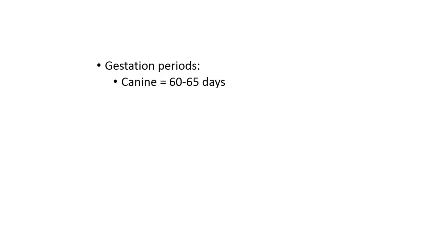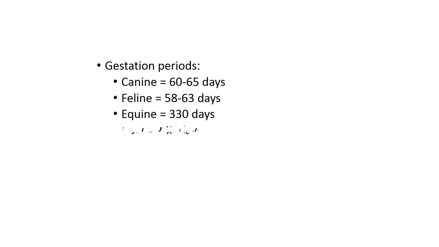Gestation periods: the dog 60 to 65 days, cat about 58 to 63 days. Now, the dog gestation period varies. Some dogs, like English bulldogs and smaller dogs, may be earlier than this. But if they go past 65 days, then something's probably wrong, and you need to start thinking about maybe cesarean sections, things like that. Equine, 330 days. Cow, 280 days. The pig, if you're interested, is 115 days.